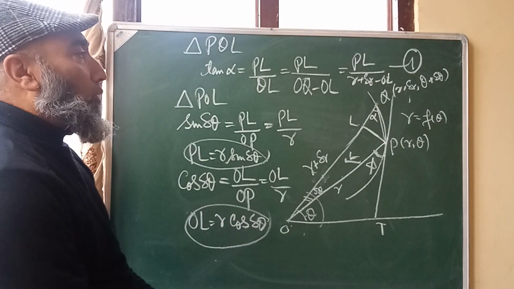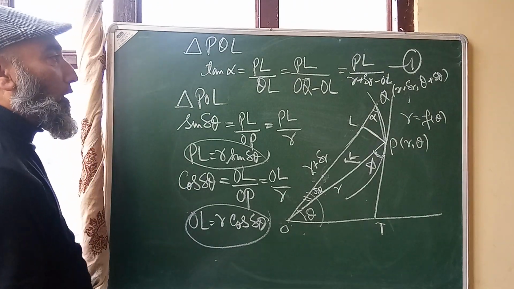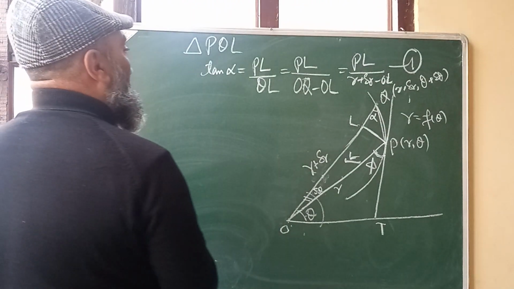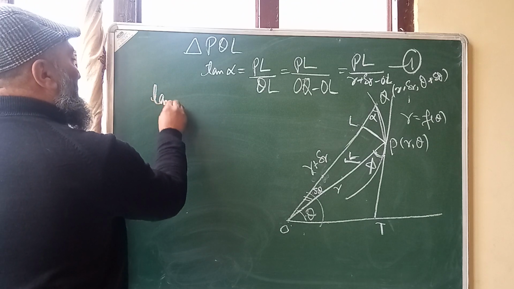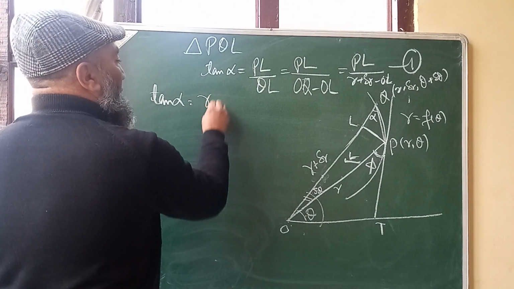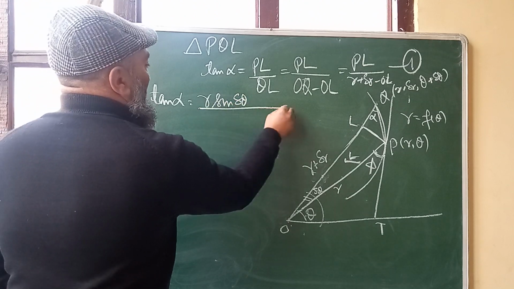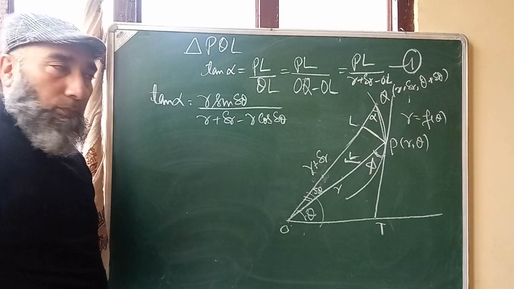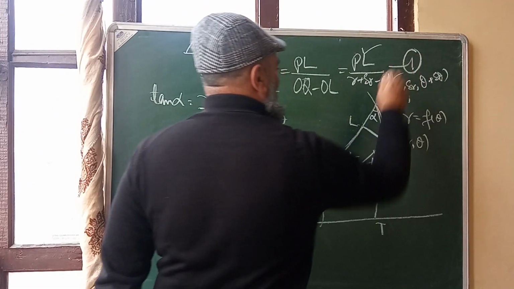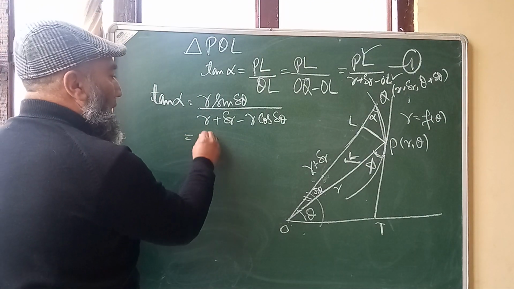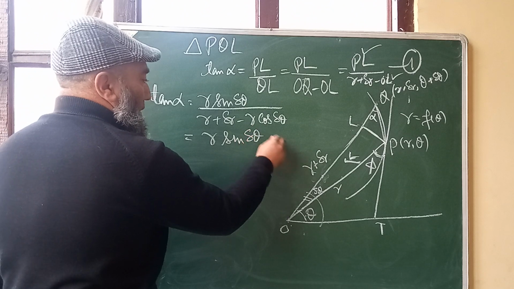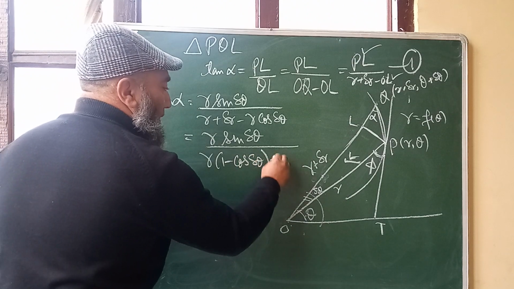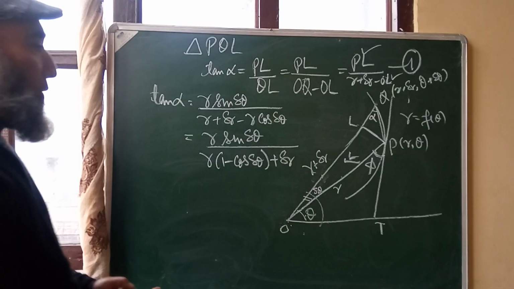So let me substitute the values of PL and OL in 1. Therefore from 1, I have tan alpha equal PL, which is R sine del theta, over R plus del R minus R cos del theta. Clear? This is PL and this is OL. Now, this can be written as R sine del theta over R times 1 minus cos del theta plus del R. Fine? Good.